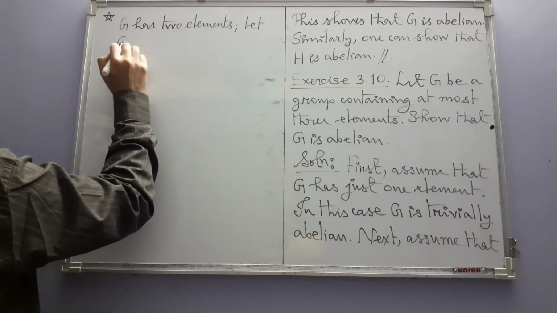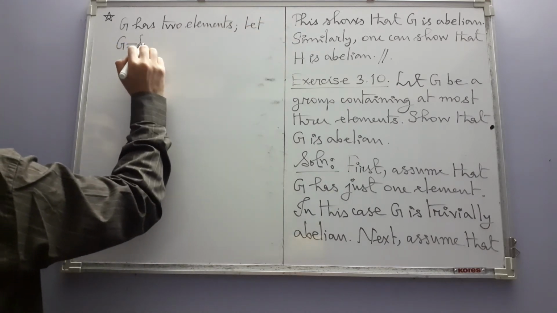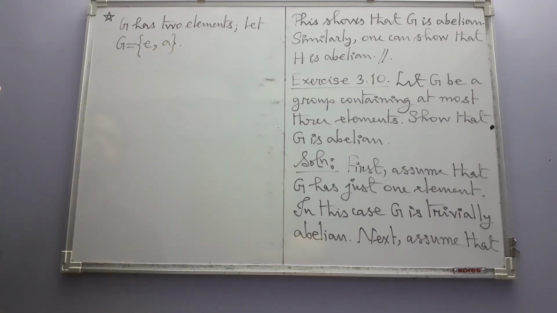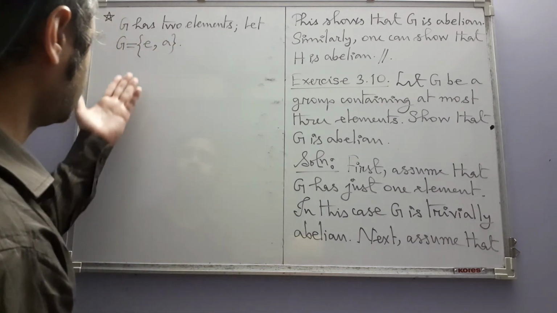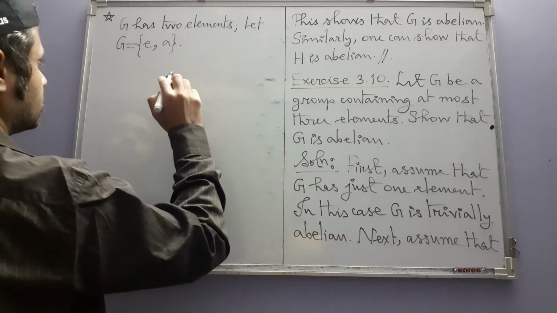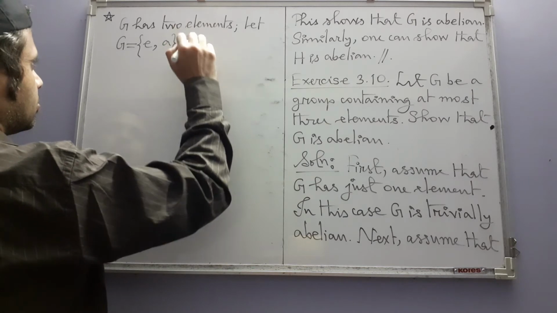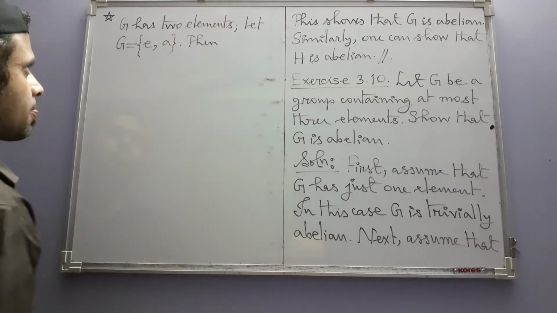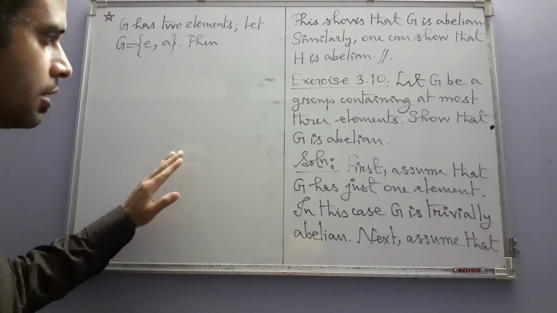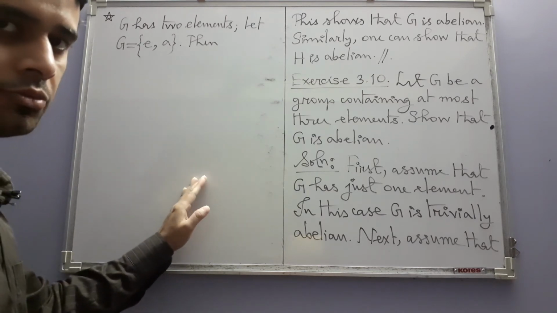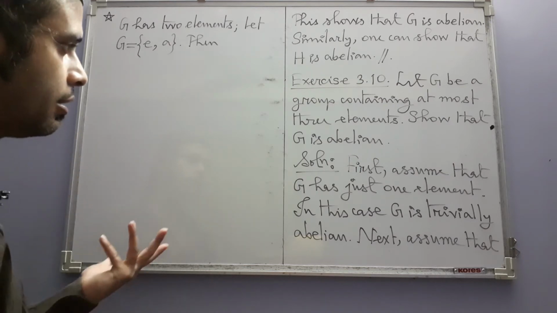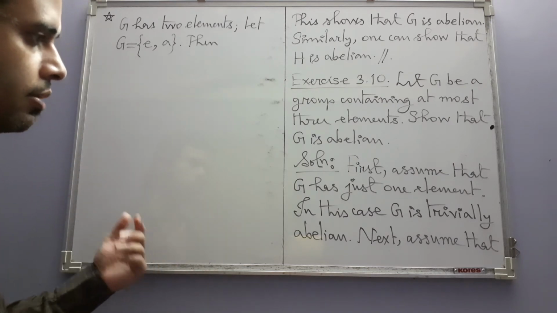Let G consist of E and A, where you understand that E is the identity. Then EE: there is no point considering a product where both the factors are the same.